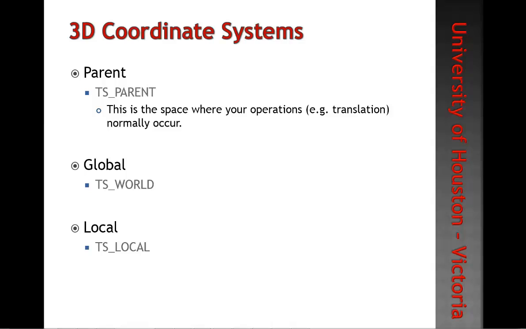For example, when we perform a translation transformation and move a node, by default it is applied in the parent space mode. If you want it to be local to itself, you can use TS_LOCAL as the second argument of your transformation. And if you want that transformation to happen with respect to the world space, then you would apply TS_WORLD, or rather the global transformation space.